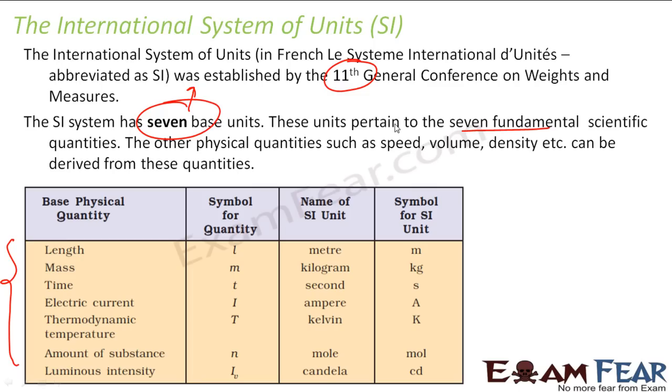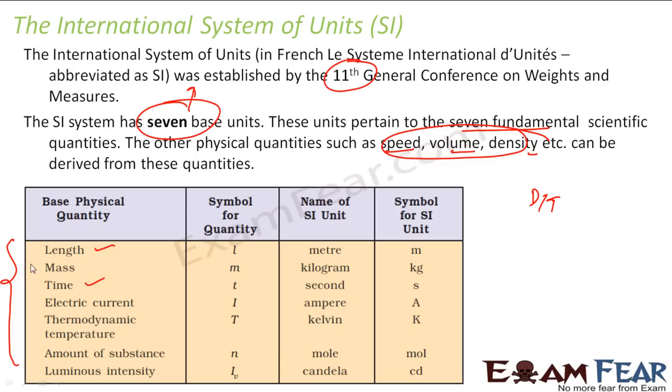But there are other physical quantities, for example, speed, volume, density. They can be derived from these quantities. For example, speed is distance by time, right? So for distance, we have length. For time, we have time. So using these properties, we can derive other quantities, but there are 7 physical base quantities.